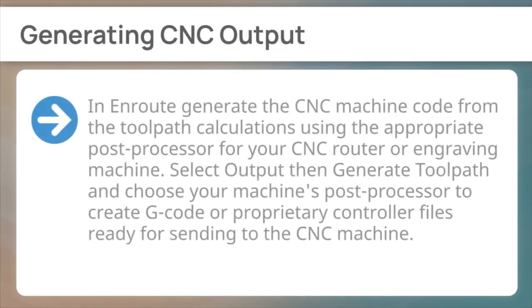Finally, generating CNC output. In Enroute, generate the CNC machine code from the toolpath calculations using the appropriate post-processor for your CNC router or engraving machine. Select Output, then generate toolpath and choose your machine's post-processor to create G-code or proprietary controller files ready for sending to the CNC machine.